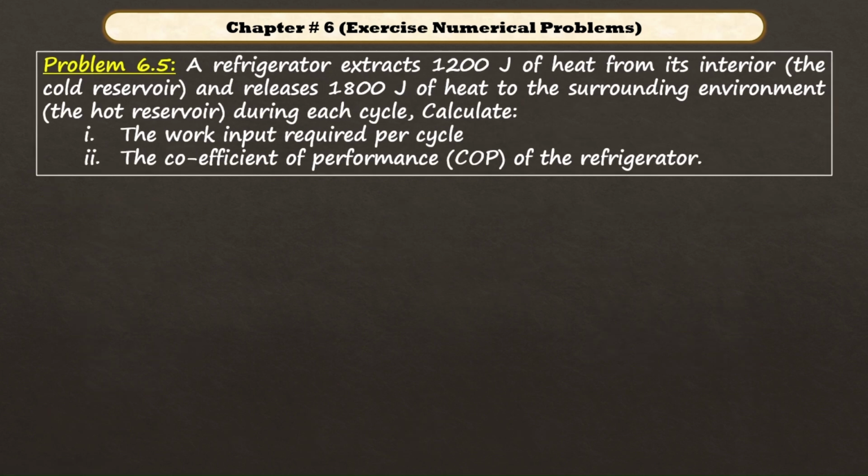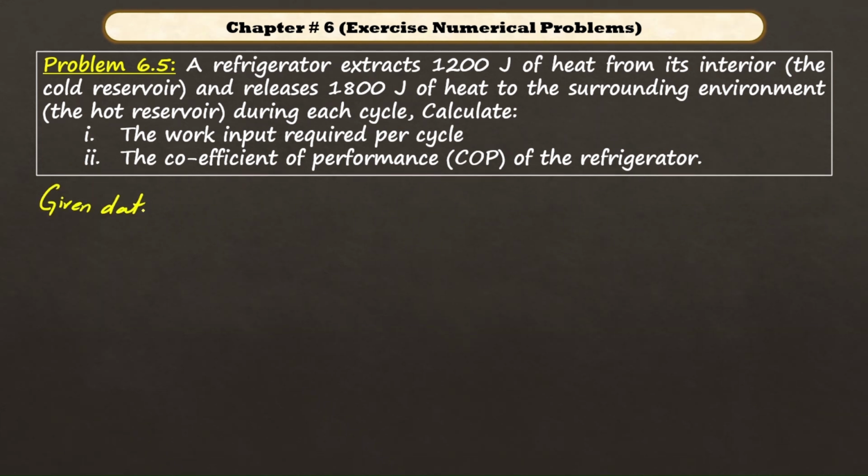Numerical number 6.5. A refrigerator extracts 1200 joule of heat from the interior and releases 1800 joule of heat to the surrounding environment, the hot reservoir. During each cycle, calculate the work input required per cycle and the coefficient of performance of the refrigerator. We have to find the work input and coefficient of performance.